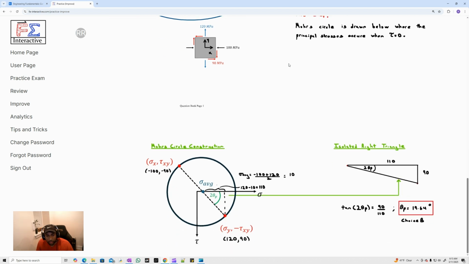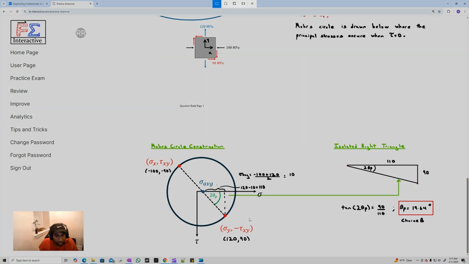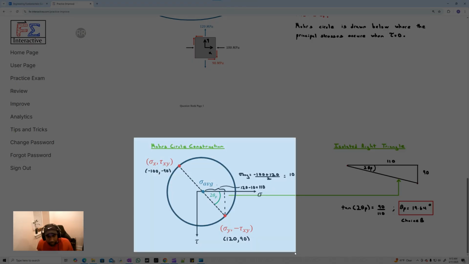You can see that here I have a Mohr circle construction. Same kind of idea, right? And we isolate that right triangle to get a 2 theta p. We take the inverse tangent and we get the angle to the principal plane. Now, as a bonus here, you can see that we could also have gotten the principal stresses. The principal stresses are just the stresses which correspond to being on that horizontal axis.